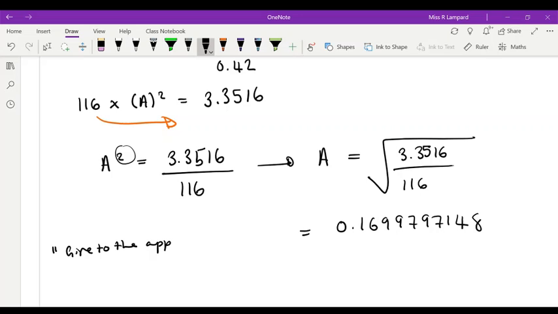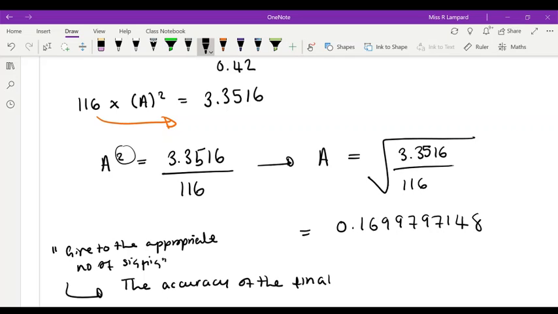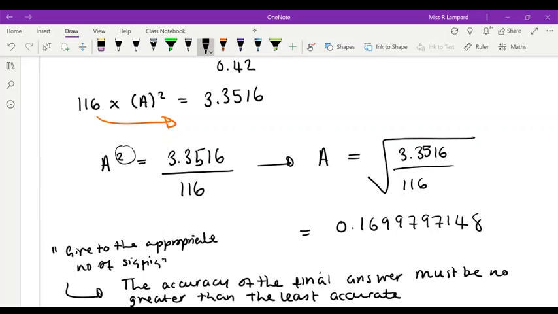Now that number is obviously far too long to give as your answer, and the question says give to the appropriate number of significant figures. Now we know from previous work and calculations that the accuracy of our final answer must be no greater than the least accurate measurement. We cannot just assume a greater accuracy.